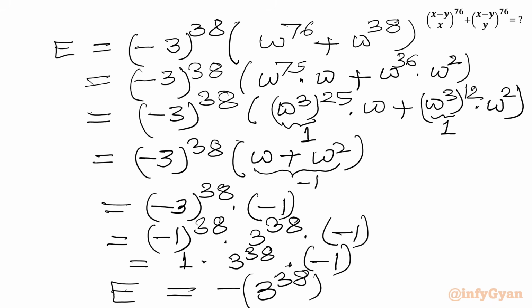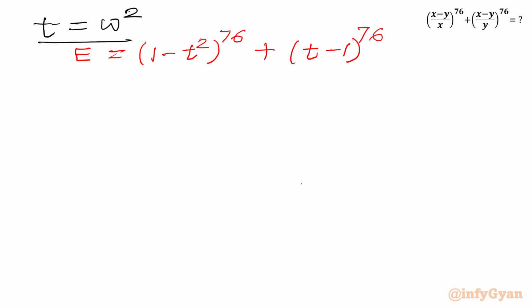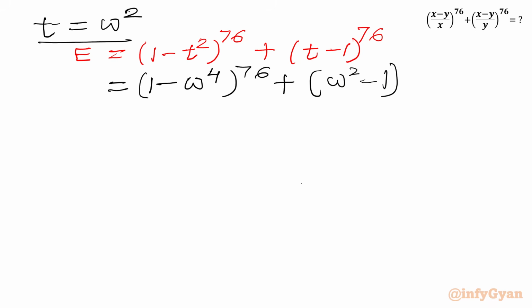This is at t equal to ω. Now we will check at t equal to ω². So I need to plug in t equal to ω². Here we have the required expression. Let's put t equal to ω². We will get (1 − t²), which will be (ω⁴) whole power 76, plus (ω² − 1) whole power 76. Again we have ω⁴, which we can see is ω³ times ω, equal to ω because ω³ is 1.